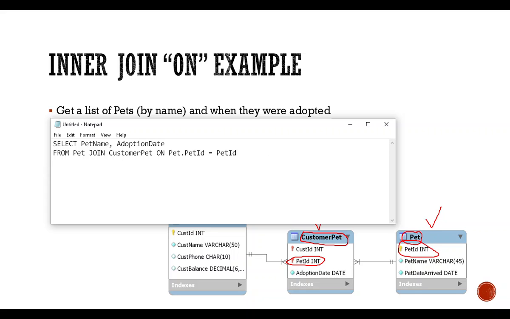Now, which order you put them in doesn't matter at all. You could switch the order of customerpet dot and pet dot. It doesn't make any difference whatsoever. So that's how we're going to do this, and unless we need to filter it in some way, that's going to be the way we write that query.